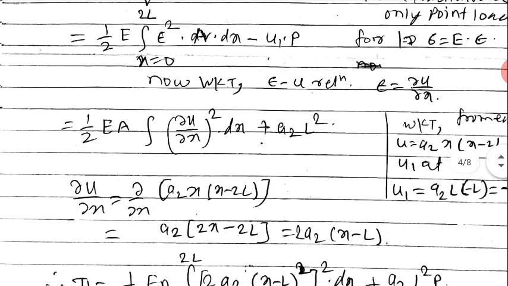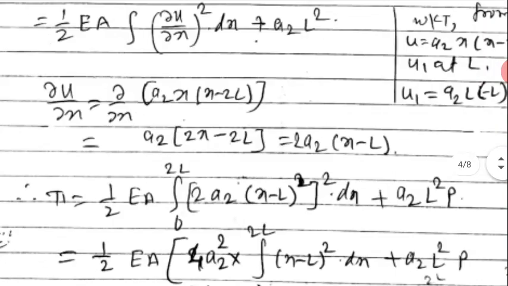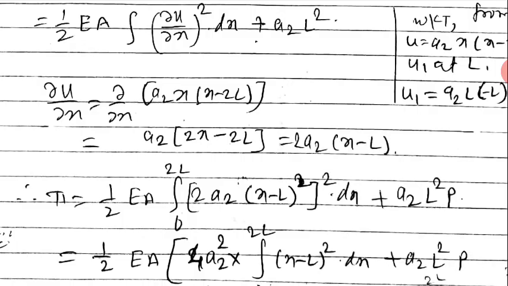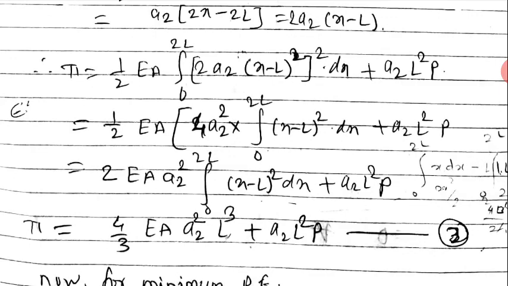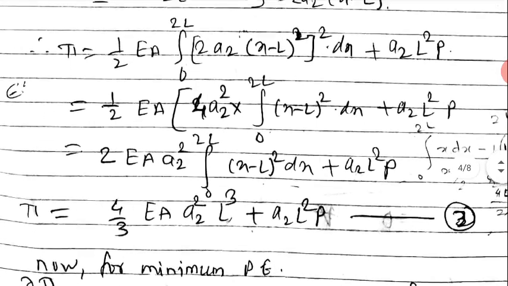We know that del u by del x will become del by del x, and putting the value of u, that is A2 into x in bracket x minus 2L, it will become 2A2 into x minus L. If we put this value in the potential energy equation, it will become half of E into A, integration from 0 to 2L, 2A2 into x minus L bracket square dx plus A2 L square P.